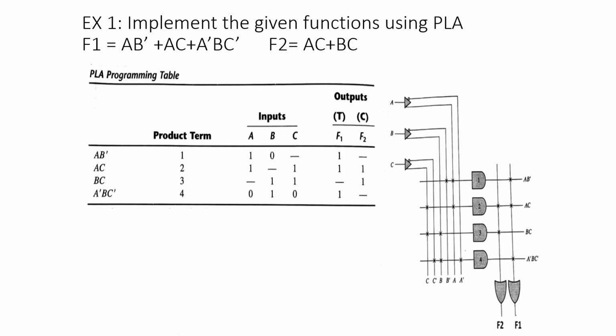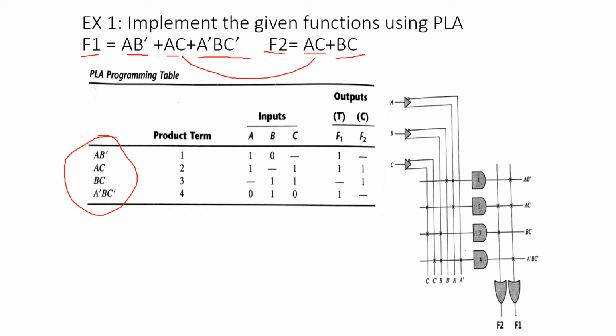Let us implement this Boolean function by using PLA. So this is the first product term, second product term, third product term. AC is repeated. Already in F1 AC is there. So this is not considered a separate product term. Already covered. So this is the fourth product term. So 4 product terms are there. So give a number to each and every product term, 1, 2, 3, 4. Inputs: totally A, B, C inputs are there. Outputs are F1 and F2.